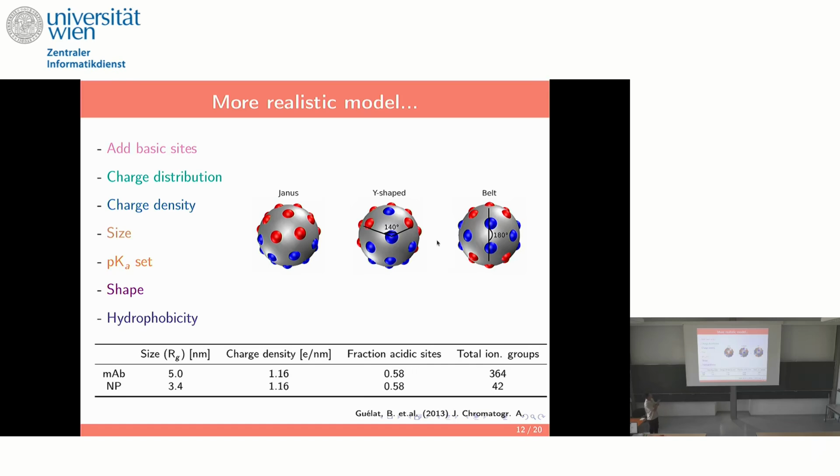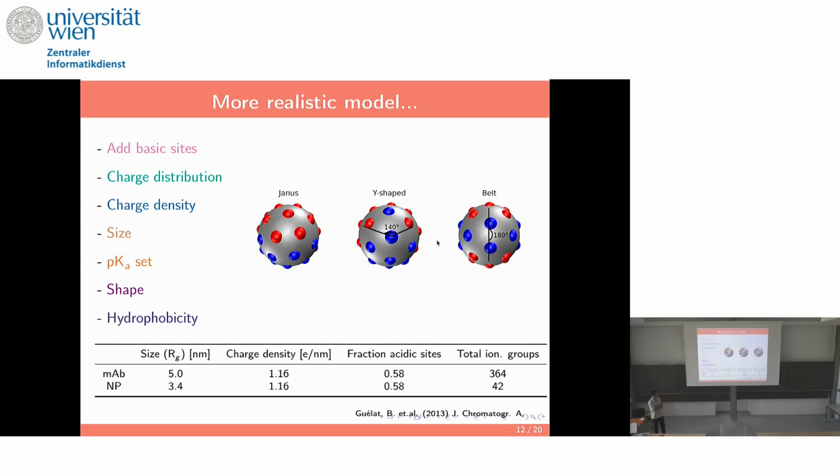Now, we also wanted to reproduce a better charge density. You might expect that in the previous example that I showed, we were exaggerating too much, as we put all the charges in just 10%. It's not that realistic. But now we study a characterization done by Wellat, where he shows that the size of these antibodies is more or less 5 nanometers, the charge density is 1.16, the fraction of acidic sites against the basic is 0.58, and they have more or less 364 groups.